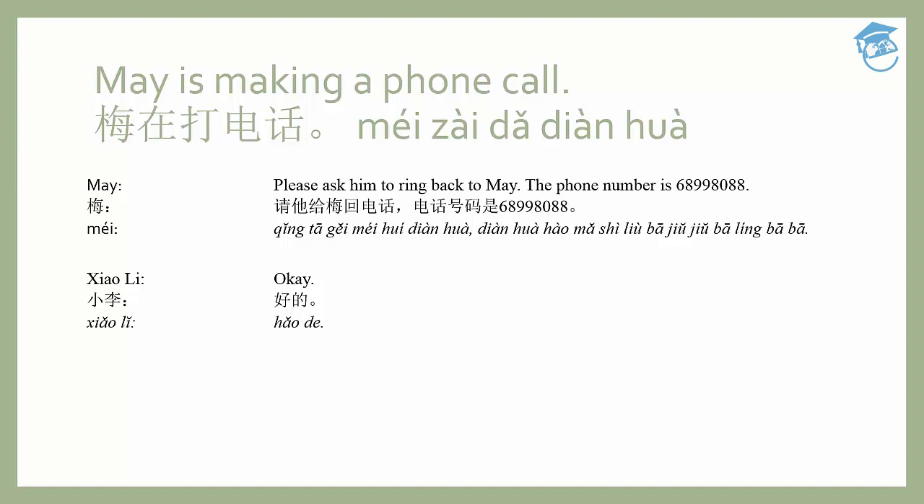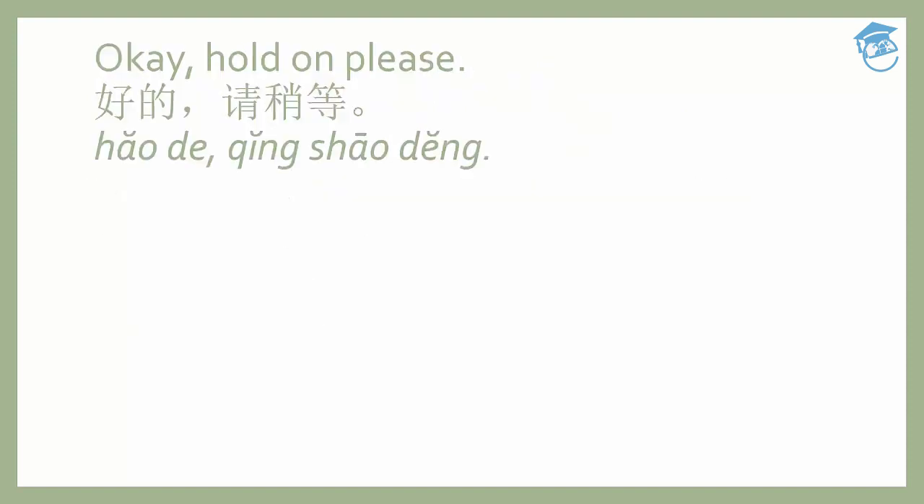And May expresses the message. She says, "Please ask him to ring back to me. The phone number is 68998088." 梅说，请他给梅回电话，电话号码是68998088。And 小李 answers, "Okay." 小李说，好的。Okay, so that's the end of the conversation.